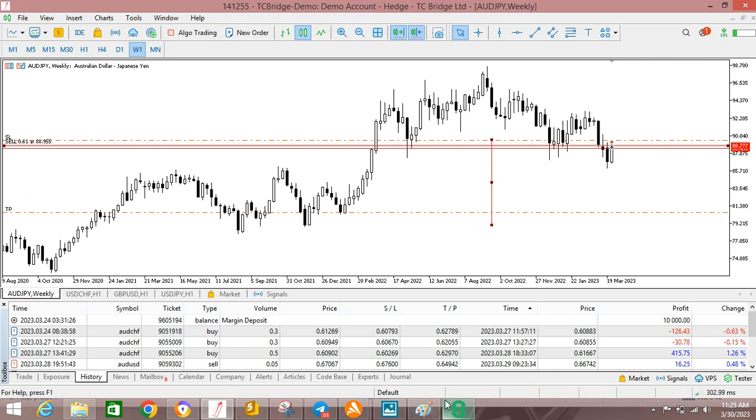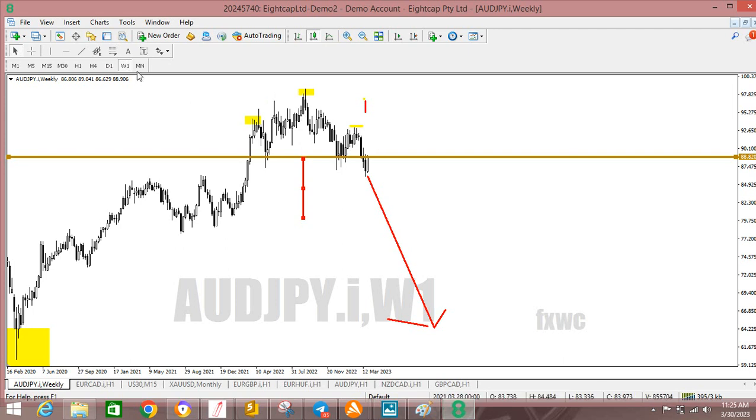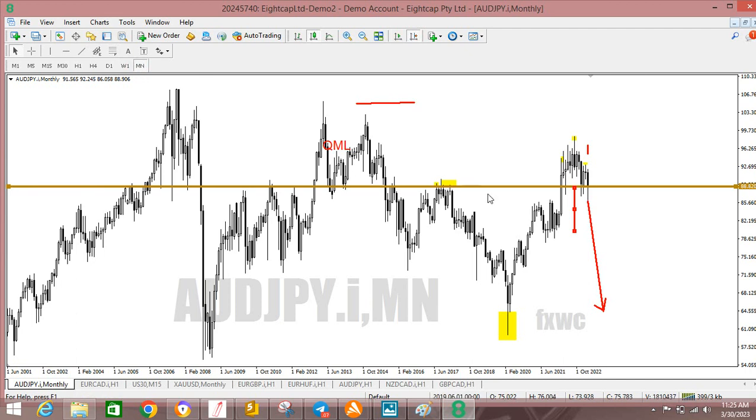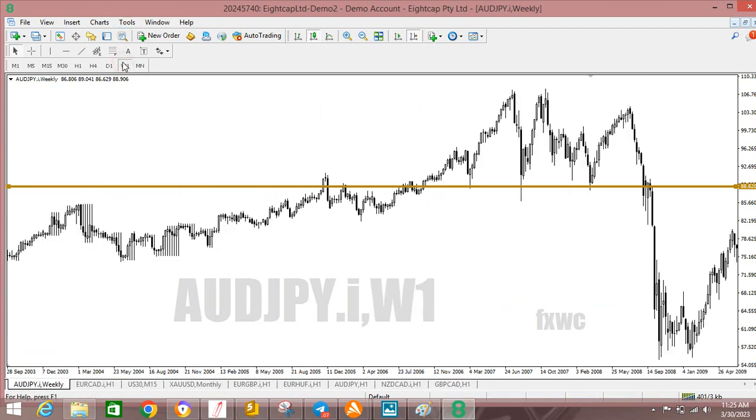Okay, we have the first point on the monthly time frame. On the monthly time frame, QML, we have that one. So that one, we're taking that one. We're taking that box for sell. And we have another one.